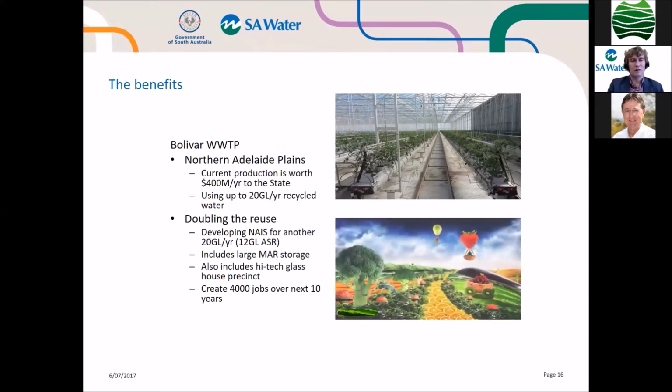Currently, we send 20 gigalitres of water up to the Northern Adelaide plains, and there's a mix of glass houses and your sort of open field type vegetable production, and it brings in about $400 million worth of revenue into the state per year, so it's fairly significant. The NAIS scheme would actually double that, but because there is a focus on high-tech glass houses, the number of jobs and the productivity and revenue increase associated with that is well in excess of the 400 million that we're currently seeing from the 20 gigalitres that we have there available now.